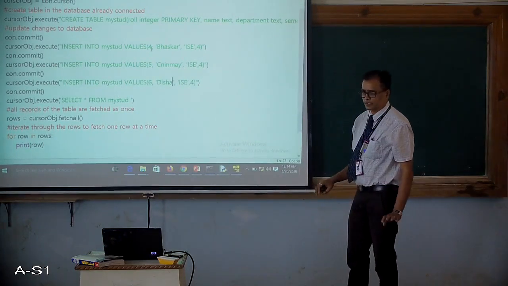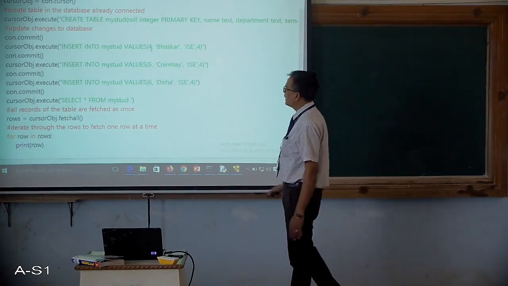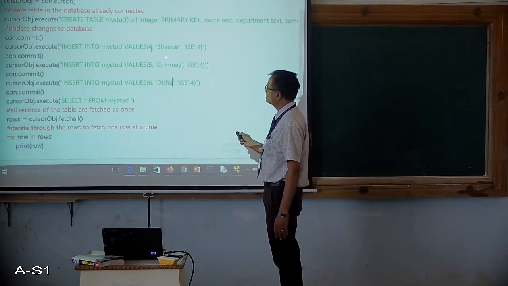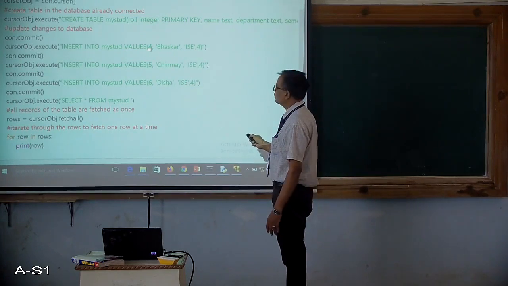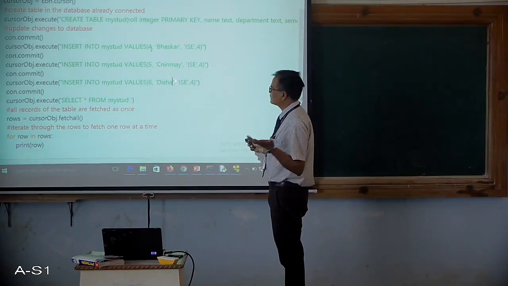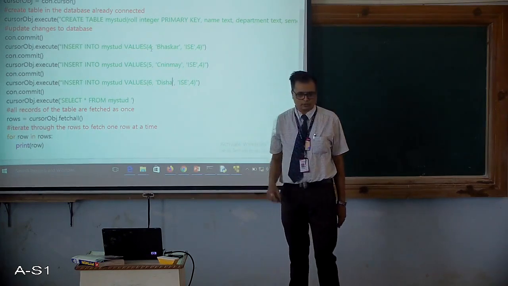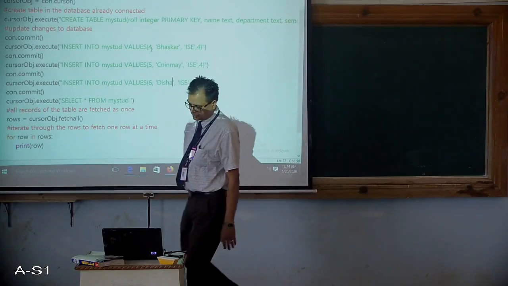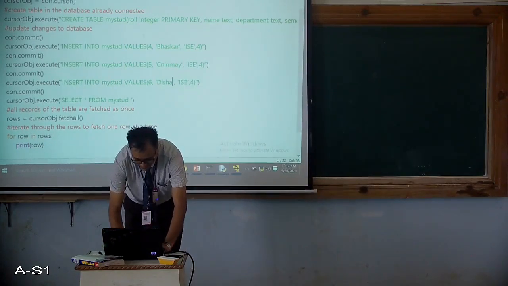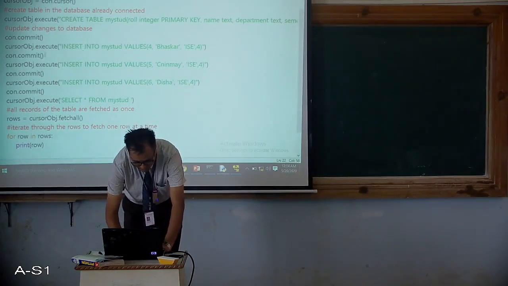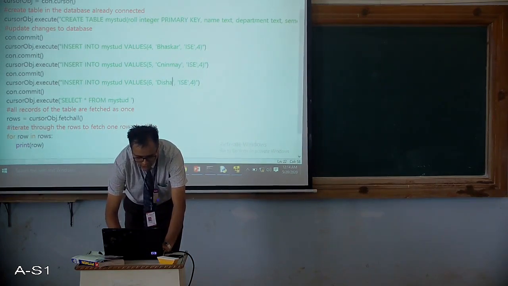In my student table itself, this my student table is already there, and I want to insert these 3. Roll numbers 1, 2, 3 are already done. Now I want to insert roll number 4 as Bhaskar, roll number 5 as Chinmay, roll number 6 as Disha into the table. Whenever I execute it, I commit. I call the commit function on that connection object, so it is stored. Now let us run and see whether it works.